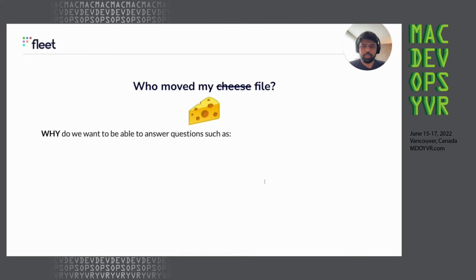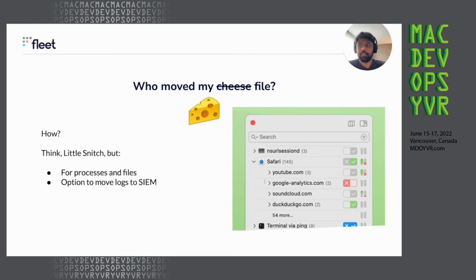But why do we want to be able to answer those questions? Well, it could be simply because of curiosity, or compliance needs, or malware analysis, or intrusion detection, or even light reverse engineering. So we want something like Little Snitch, a host-based application firewall, but for processes and files. Ideally, we want it for our entire Mac fleet with an option to move logs to a SIEM for later analysis.